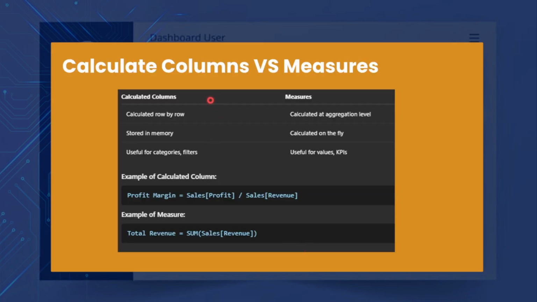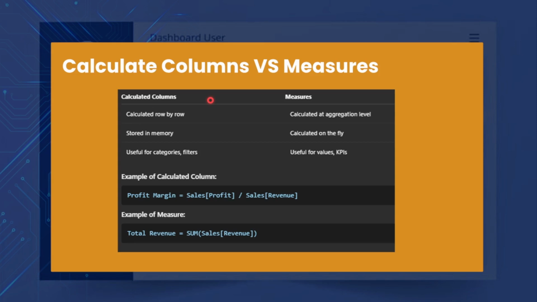So let's talk about calculated columns versus measures. Calculated columns are calculated row by row. That's when you use calculated columns, when you want to make your calculations row by row. But for measures, it's calculated at the aggregation level. That means putting things together. We'll see the difference in a moment.